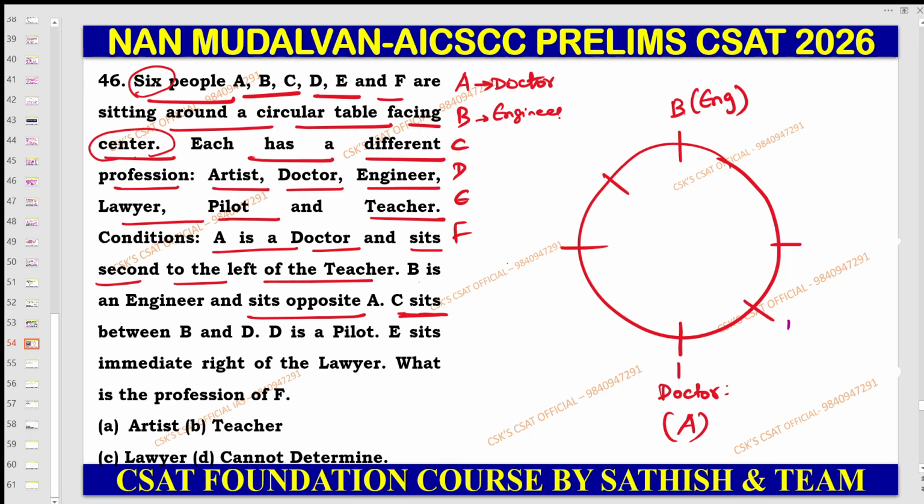C sits between B and D. Yes, correct. D can be here; if D is here, then C is here. This is possible. Then D here is a pilot. This is a possible case, so this is not a definite one. We are fixing according to this, and all of it is not definite. Now D is a pilot, that we know.